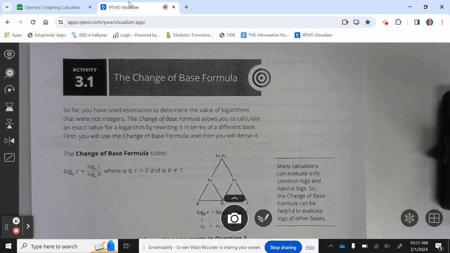Activity 3.1, the change of base formula. So far, you have used estimation to determine the value of logarithms that were not integers. The change of base formula allows you to calculate an exact value for a logarithm by rewriting it in terms of a different base. First, you use the change of base formula, and then you will derive it.